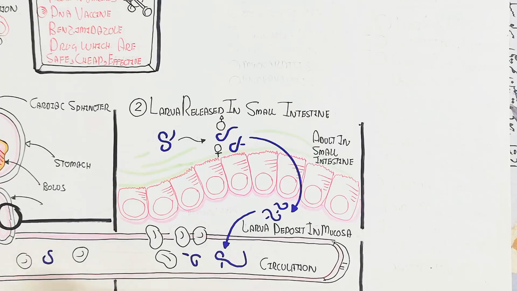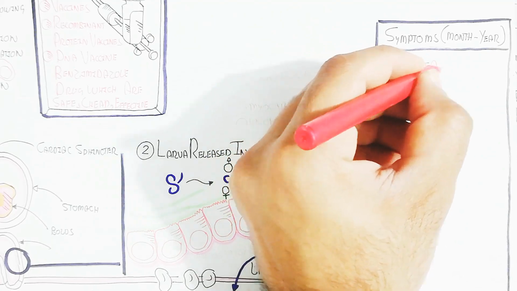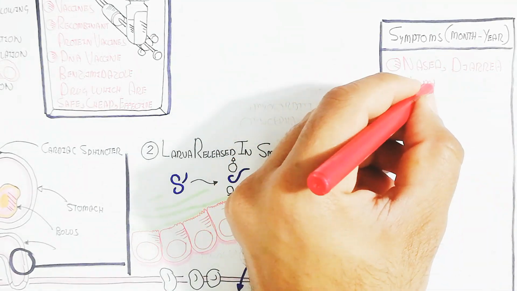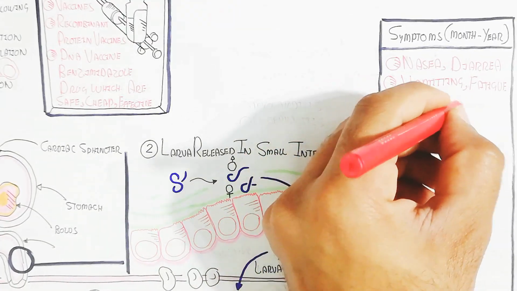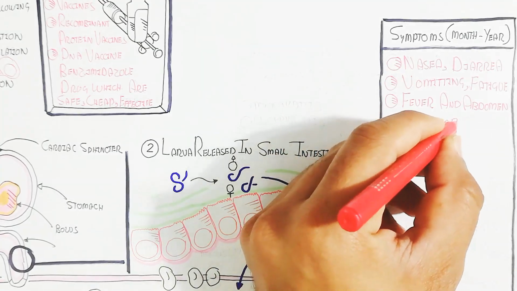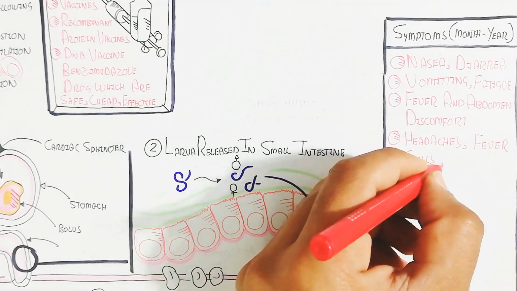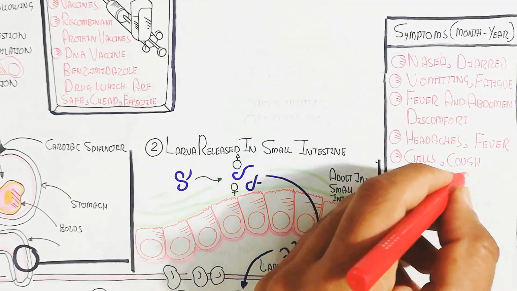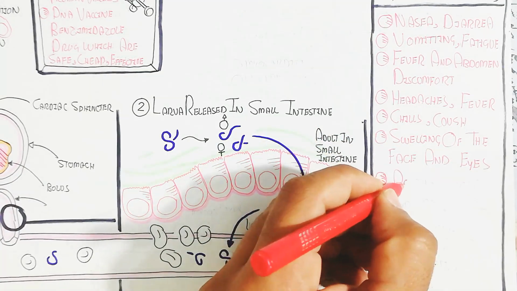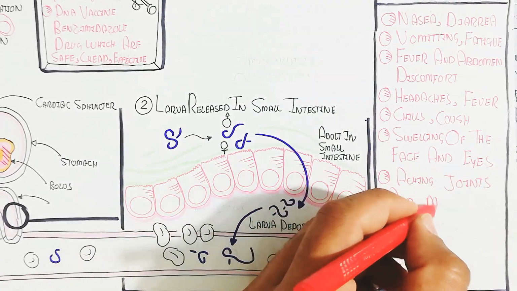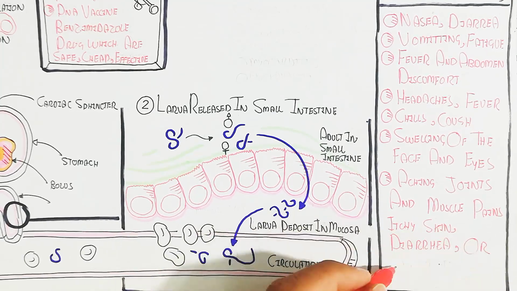Let's begin to understand the signs and symptoms. Signs and symptoms can appear from months to years later, and can include nausea, diarrhea, vomiting and fatigue. Fatigue is due to muscle aching and muscle problems, along with fever, abdominal discomfort, muscle inflammation and headaches. Fever, chills and cough are secondary symptoms, as well as swelling of the face and eyes due to physiological changes, itching, joint and muscle pain, itchy skin, and diarrhea or constipation.